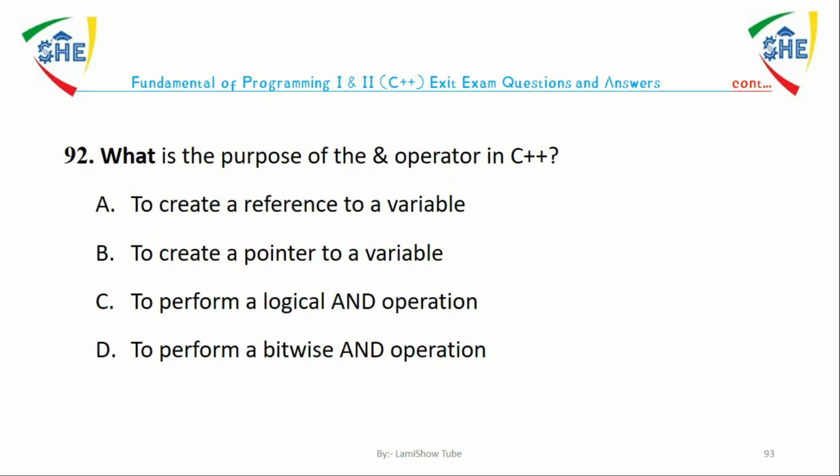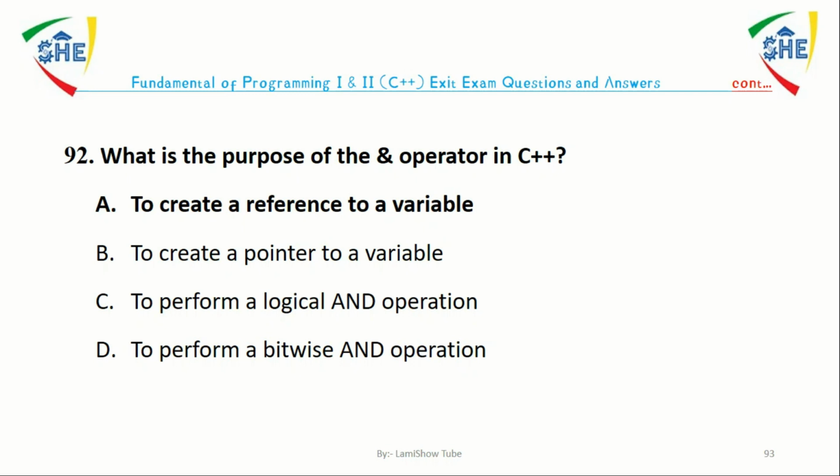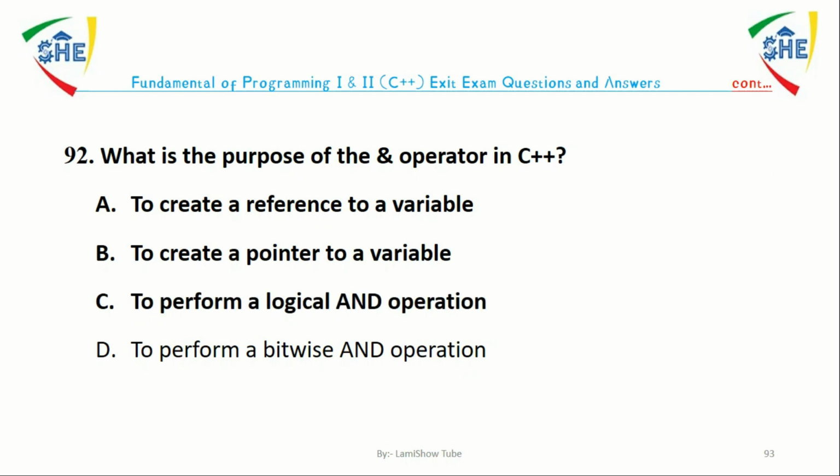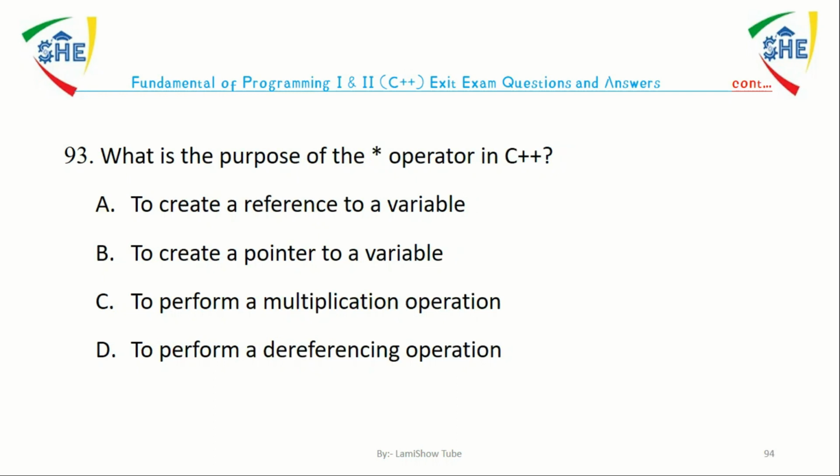Question number 92. What is the purpose of the ampersand or AND operator in C++? To create a reference to variables, to create a pointer to variables, to perform a logical AND operation, to perform bitwise AND operations. The answer is A. The ampersand symbol in C++ is used to create a reference to variables, allowing for indirect access to that variable.